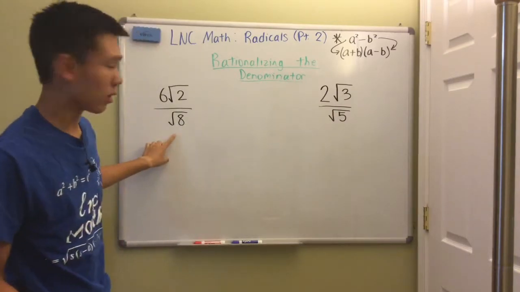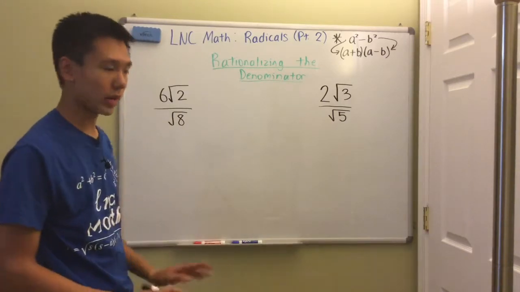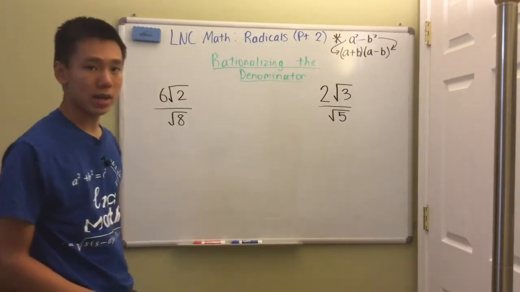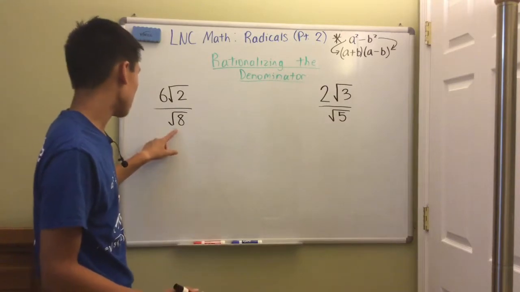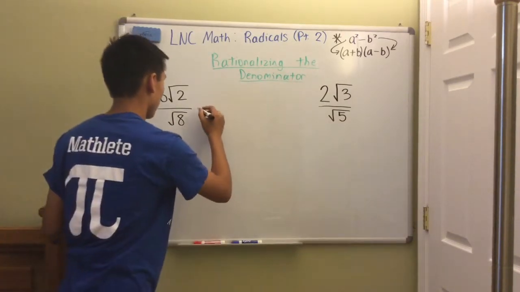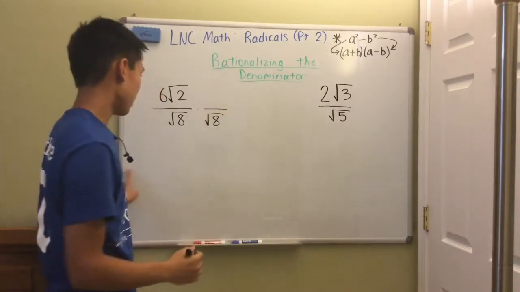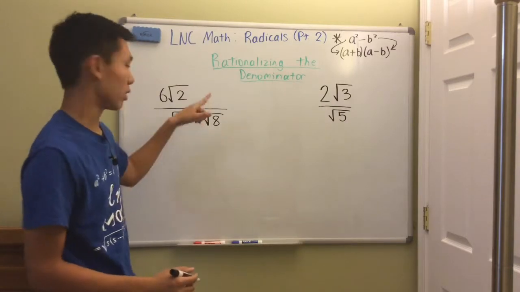In order to get rid of the root 8, we know that if you square a square root, it would cancel out and all that's left is a number inside. So to square root 8, what we would have to do is we'd have to multiply by square root of 8, to cancel the square root out. What we do to the bottom, we have to do to the top.